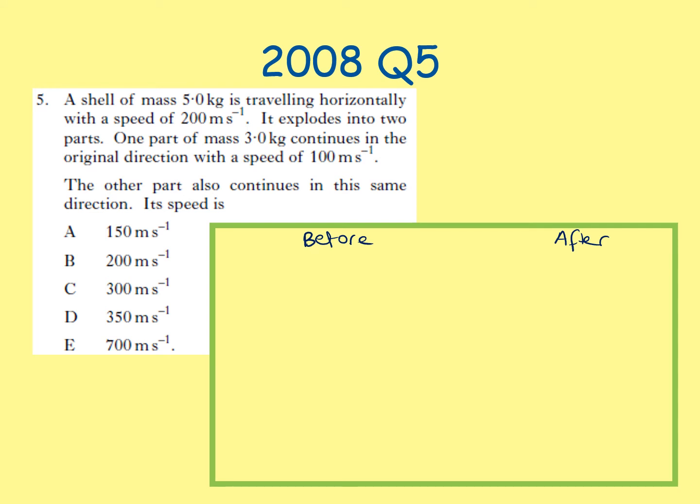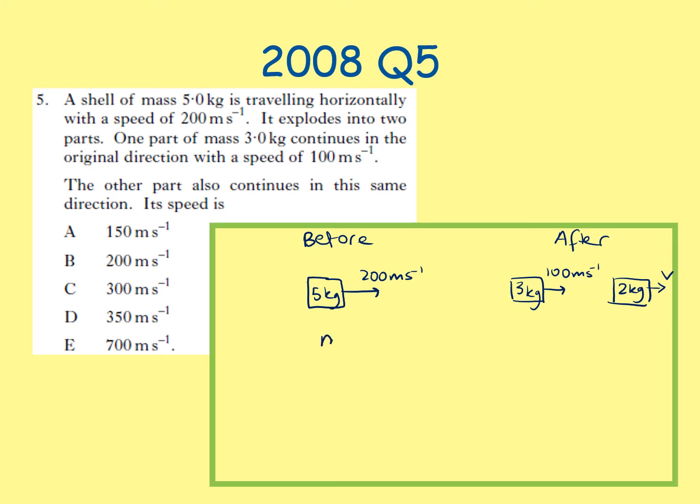So we have a shell of mass 5 kilograms, and it's travelling at 200 meters per second. And afterwards it splits into two, one part of 3 kilograms, and that's travelling at 100 meters per second. And then the other part we know to be 5 take away 3, so we've got 2 kilograms, and that's travelling at an unknown speed. We want to work this out.